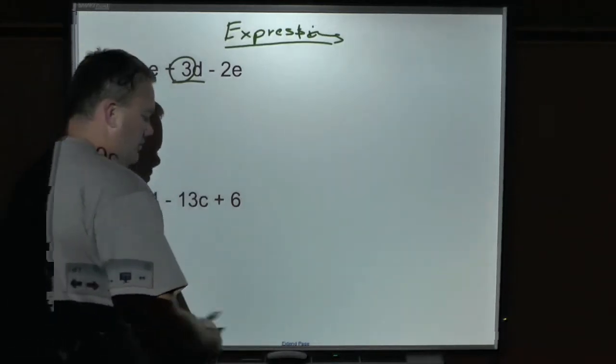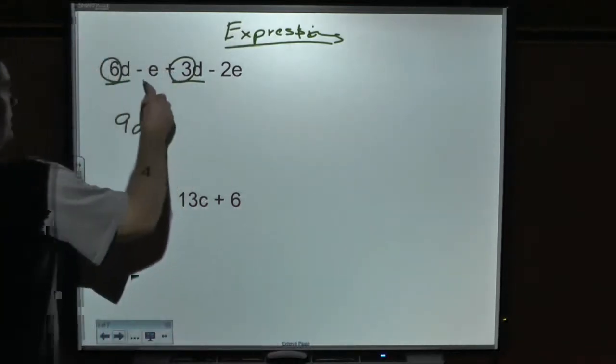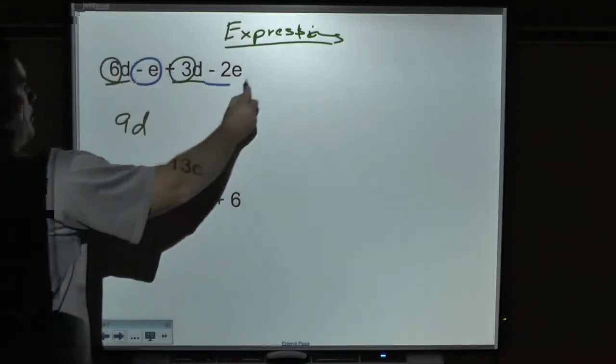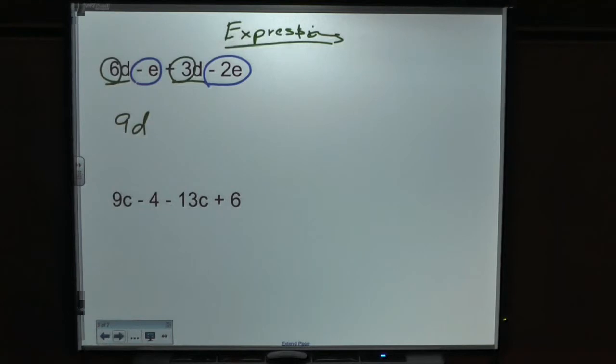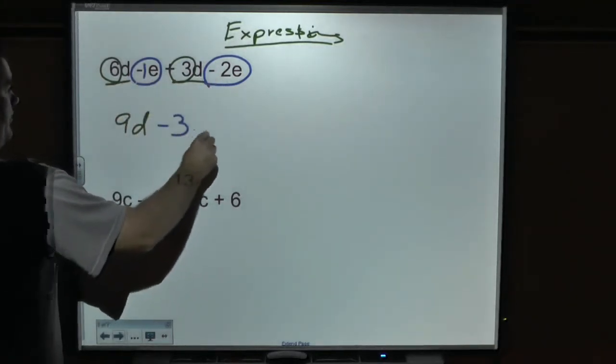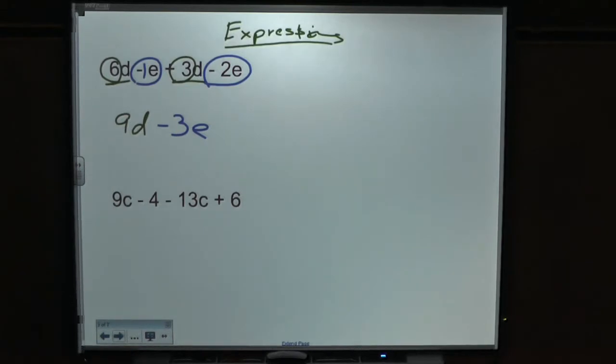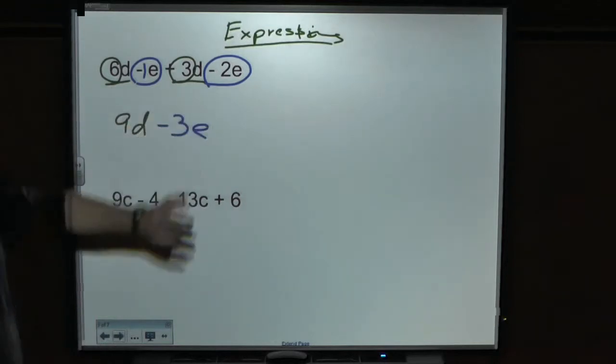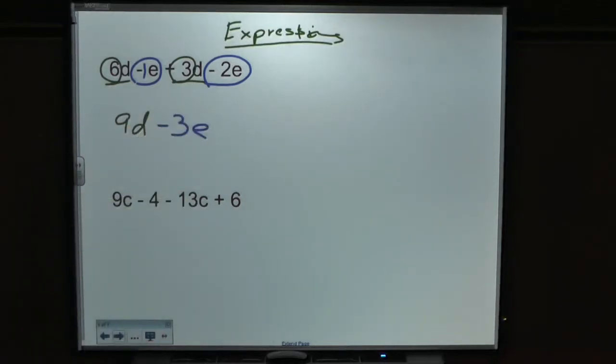Along with that, we have a -1e here. What that combines with is the -2e. So -1 and a -2 gives you -3. So 9d minus 3e is the answer to that one. This is combined. This is as far as you can go. There is no equal sign, so that's all we can do.